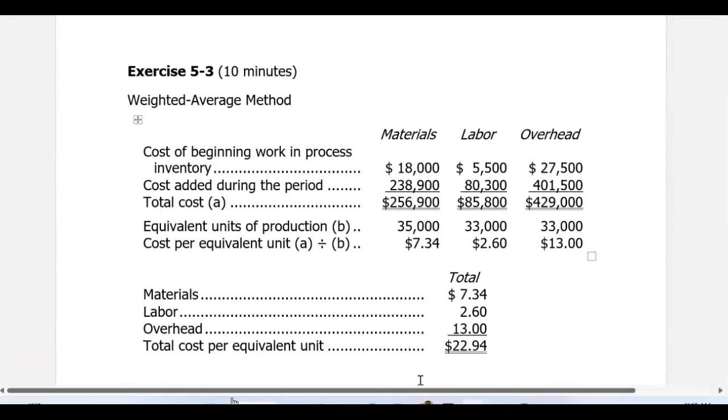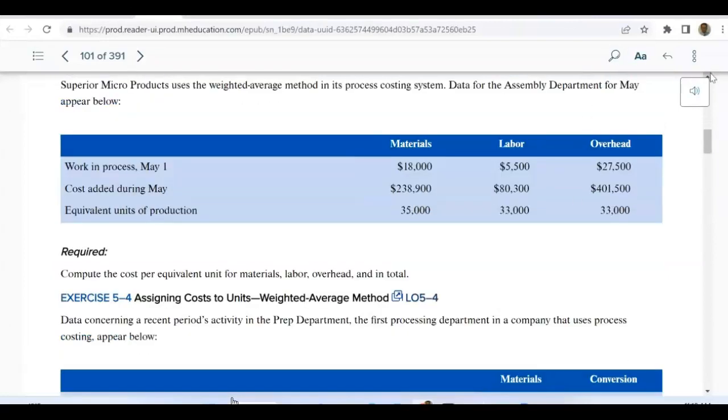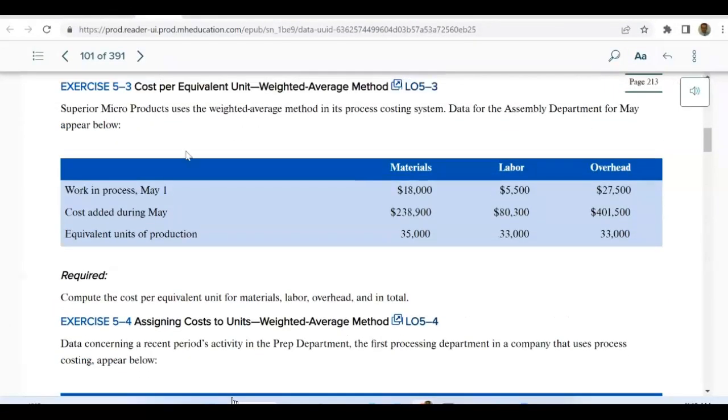Okay, so let's go to the next problem. Here is the solution, and let's read the question first. Here it says this company uses the weighted average method in its process costing. Data for the assembly department in May appear below. And remember, this is just one department, and there are several departments in the manufacturing process costing, right? So we are right now just focusing on one department. And remember, every department needs to have a separate accounting and calculation.